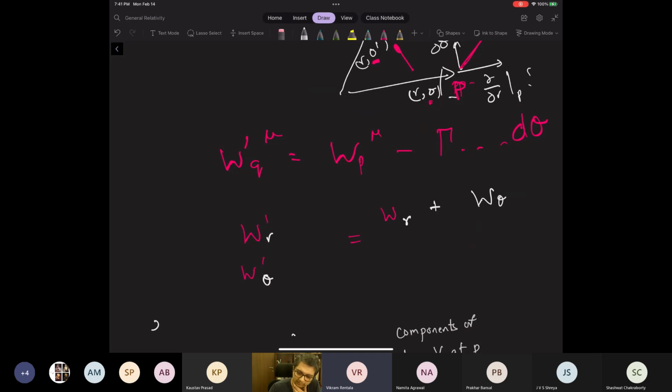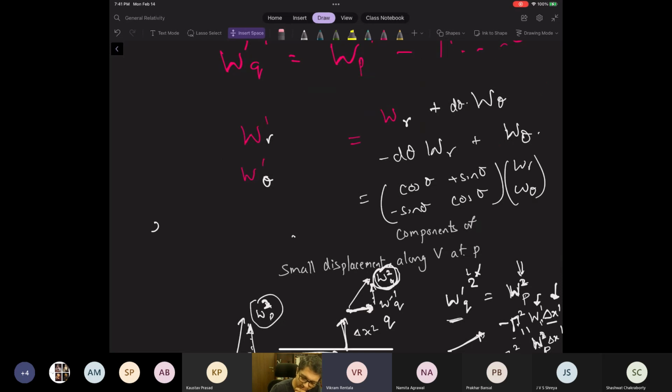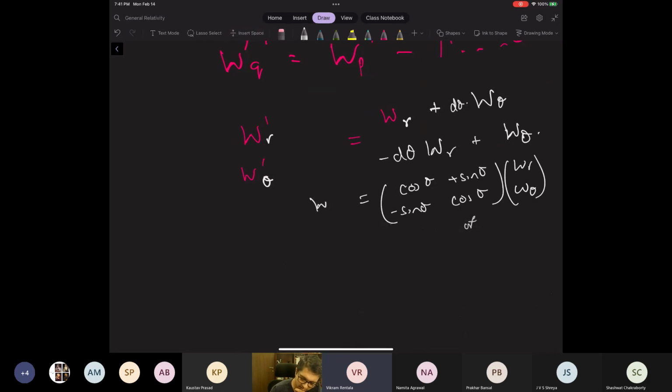times some d theta, and W theta. Since it's a rotation, roughly speaking, it will look like this, which is an infinitesimal version of the matrix cos theta, minus sine theta, sine theta, cos theta acting on W_R, W_theta. I'll give you some exercises to try to work out things like this.